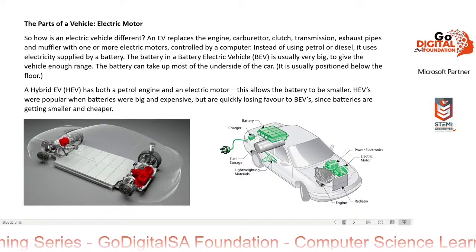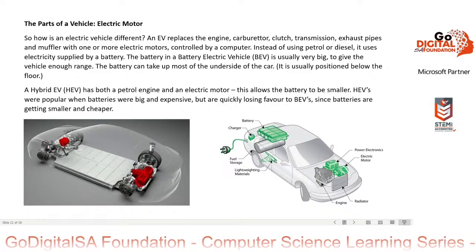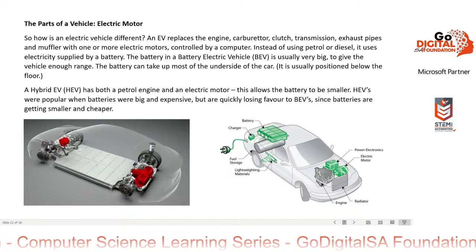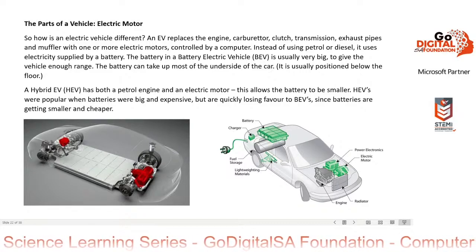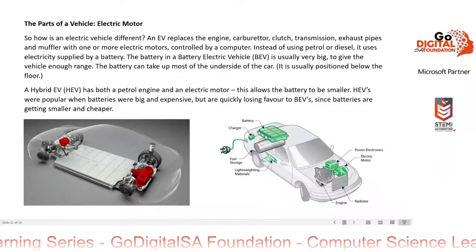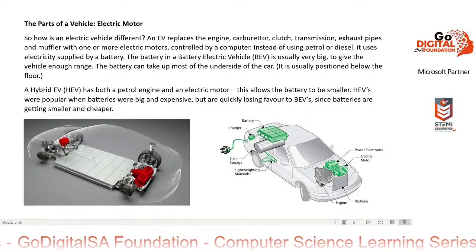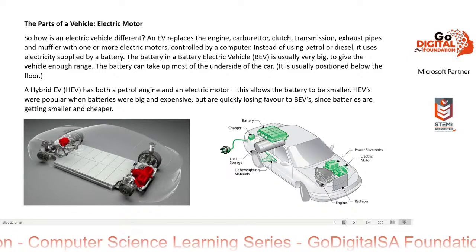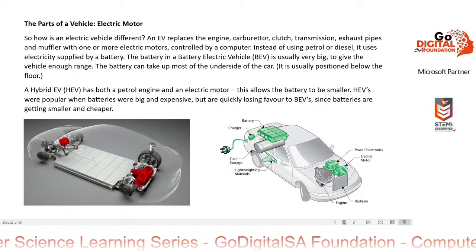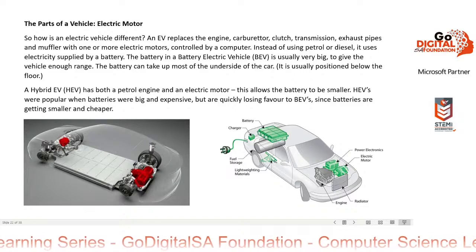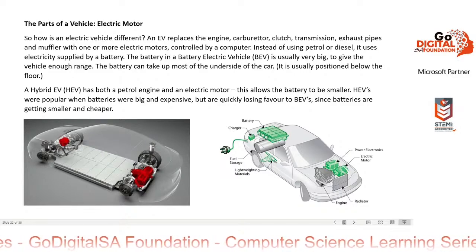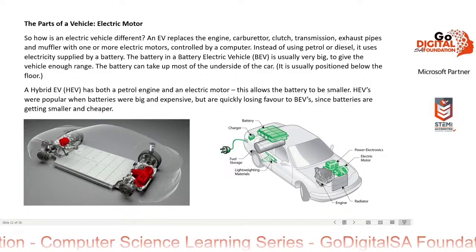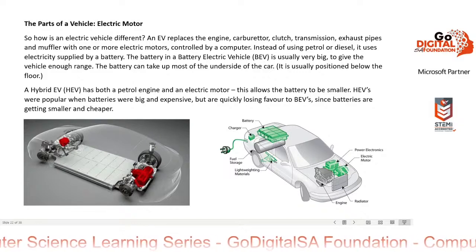A hybrid EV, or HEV, has both a petrol engine and an electric motor. This allows the battery to be smaller. HEVs were popular when batteries were big and expensive, but are quickly losing favor to BEVs since the batteries are getting cheaper and smaller. Okay, so this is now a hybrid EV. It's got both a petrol engine and an electric motor, and so the two can take turns driving the car, depending on how far the battery is charged. But these still exist, but it's losing favor because batteries are getting cheaper and smaller.